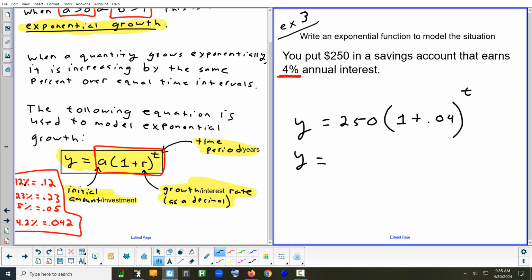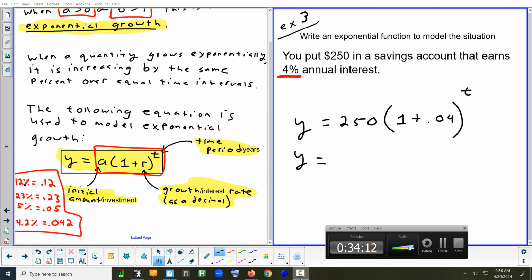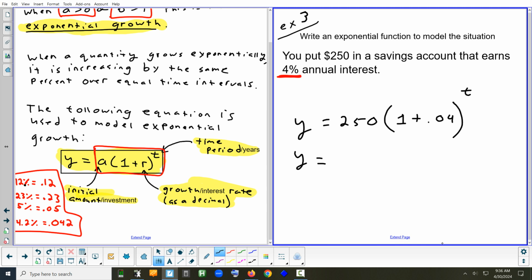Okay. So there's only one thing there that we could simplify. When you follow PEMDAS, what's the first thing you do? Parentheses. All you can do is add up the two numbers in the parentheses. And you should combine those together. Okay, so we'll add those up. What do you get if you add 1 plus 0.04? 1.04. And that's the final answer.